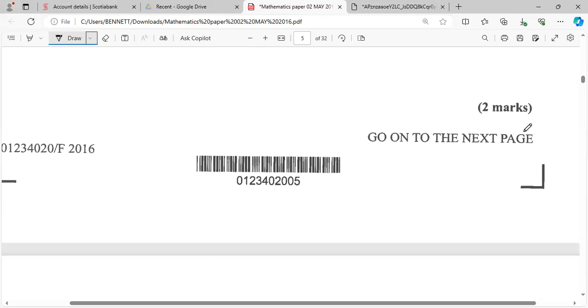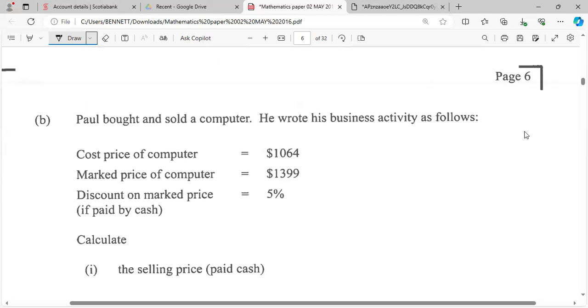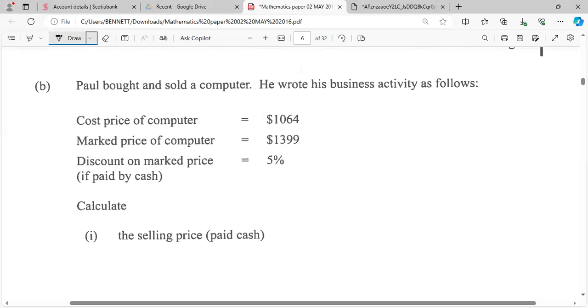Alright, let's go now. It says Paul bought and sold a computer. He wrote his business activity as follows. Cost price for the computer is 1,064. The marked price of the computer is 1,399. Discount of 5% if paid by cash. So first they say calculate the selling price if paid by cash.